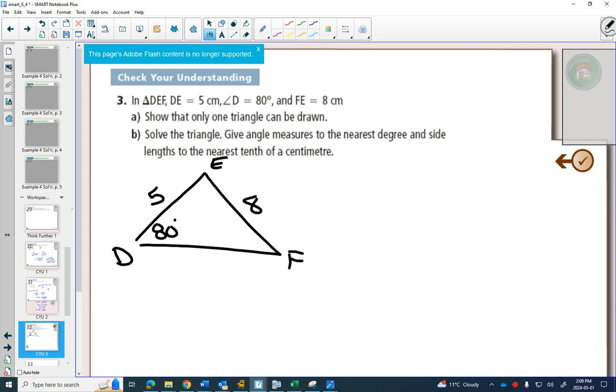And the first question they want us to answer is to show, is that the only triangle that could be possible? And it's kind of making us think the same way we thought at the beginning. Would it be possible to swing this 8 to the other side and make a second triangle? No. So we're going to write a little note off to the side here. And in trigonometry, it's called the ambiguous case.